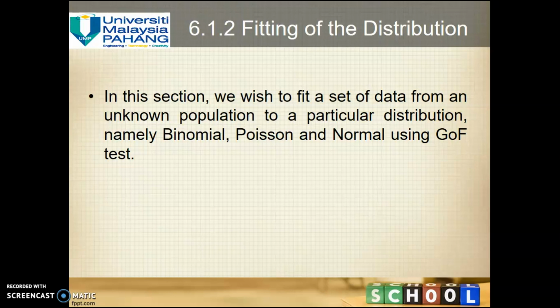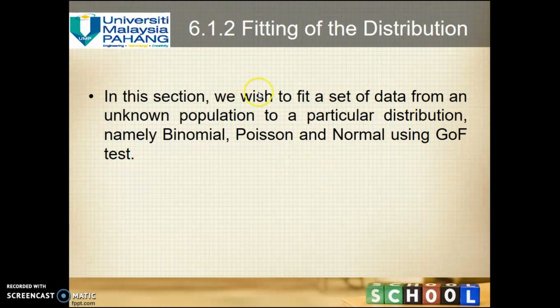So last week we discussed 6.1.1, goodness of fit for the categorical data. So this is 6.1.2, still goodness of fit, but it is for the fitting of the distribution.